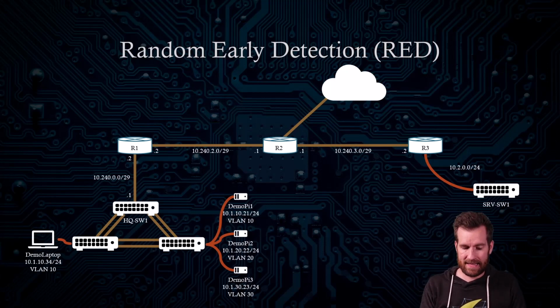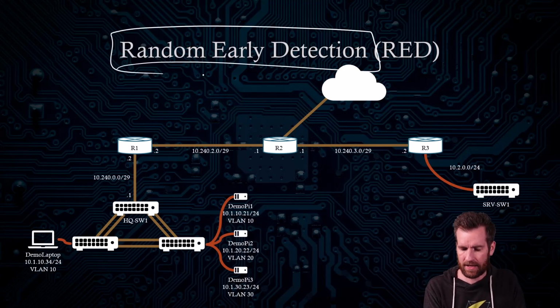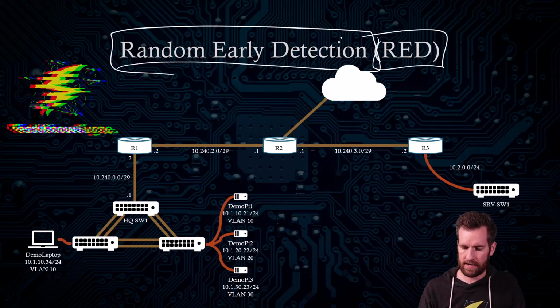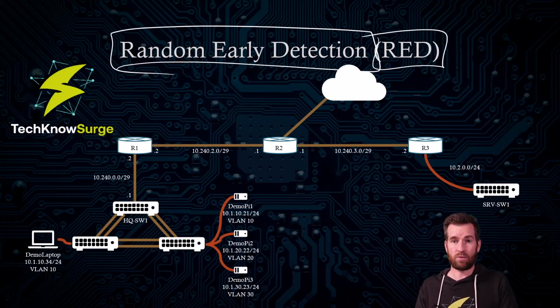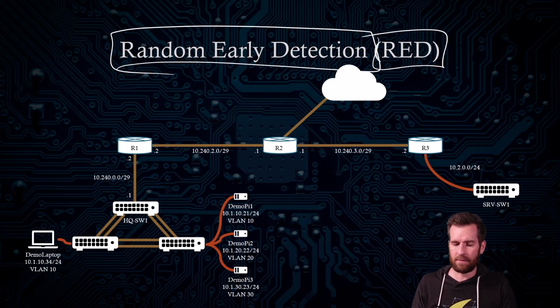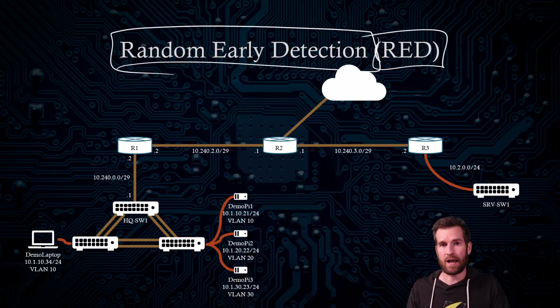One of the ways it does this is random early detection, or RED, R-E-D. Random early detection allows devices to realize when traffic starts stacking up, when congestion starts happening, and then start dropping packets. And it does it randomly.